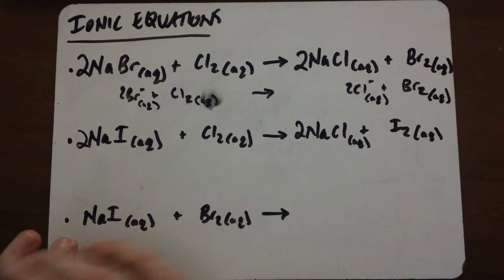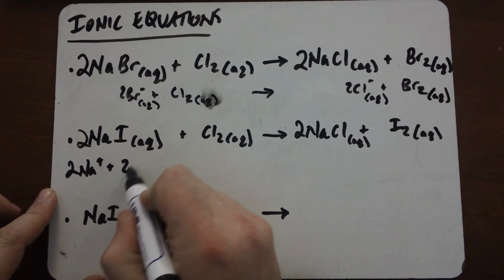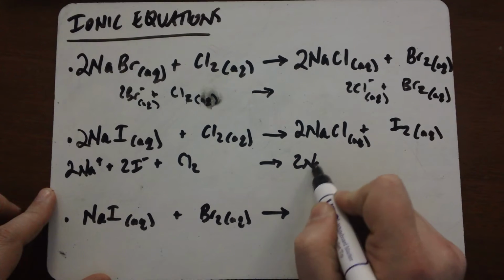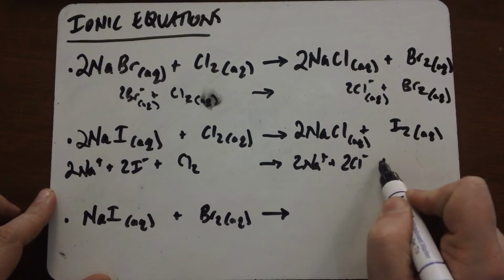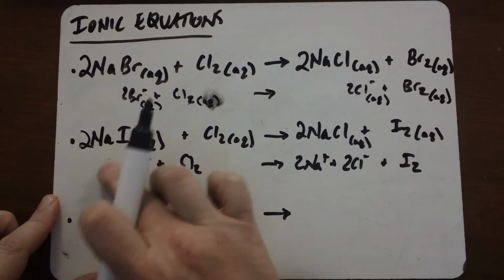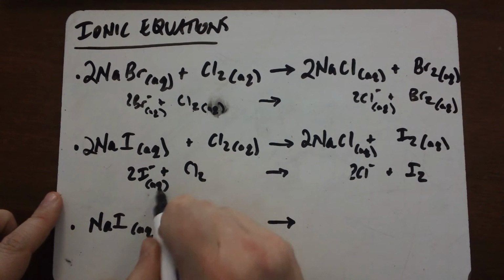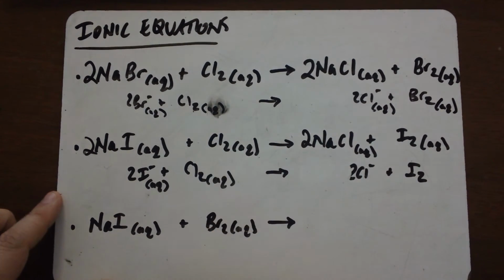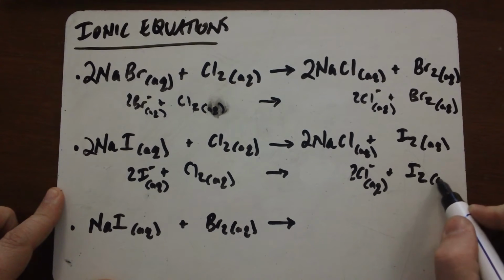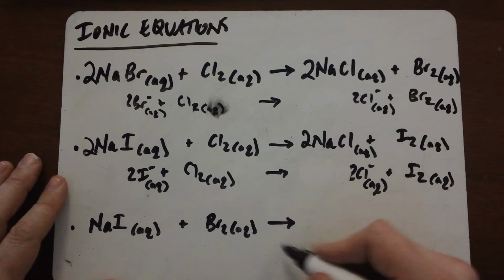Exactly the same process again. Write out what we've got: 2 Na plus, 2 I minus, Cl2, 2 Na plus, 2 Cl minus, and I2, and we can get rid of the Na pluses, and what we're left with is 2 I minus aqueous, chlorine aqueous, 2 Cl minus aqueous, and iodine aqueous. Exactly the same for the next one down again.